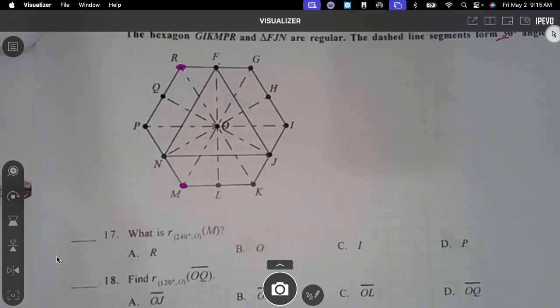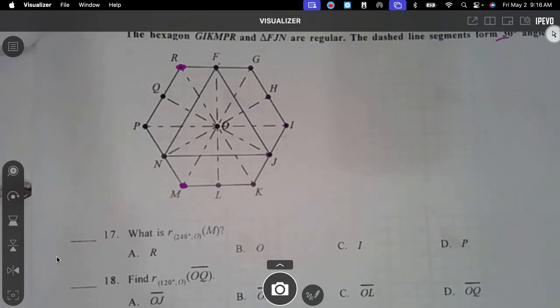Or if you wanted to, you could do 240 divided by 30, and it's going to give you what number? 8. And you can count 1, 2, 3, 4, 5, 6, 7, 8. That's another way to do it. Just count 8. Then it says OQ.